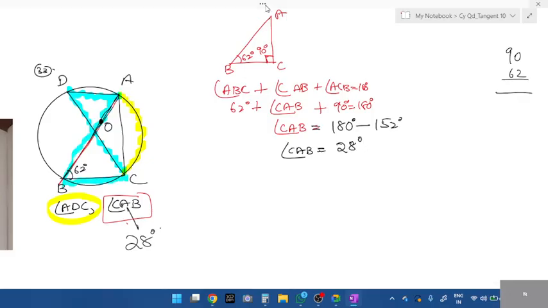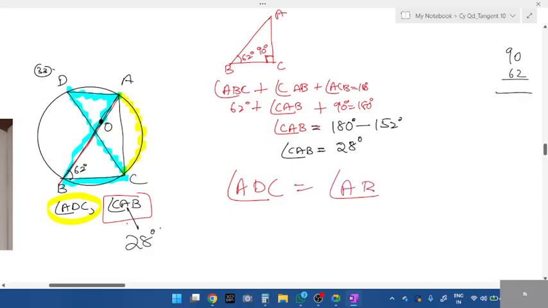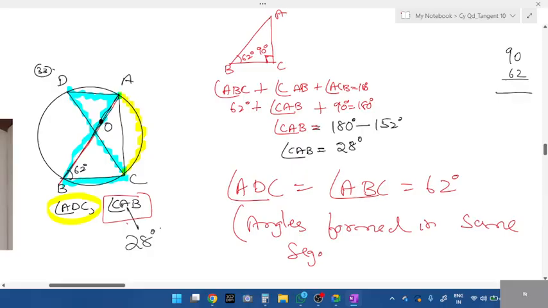ABC. So what will be the answer? Both are 62, right? Yes. Angle ADC is equal to angle ABC, that is equal to 62 degrees. Angles formed in the same segment are equal.